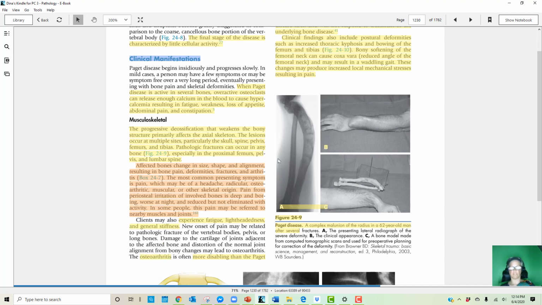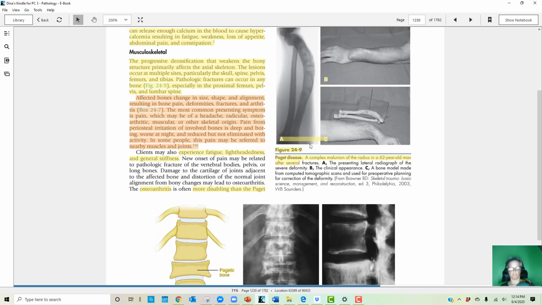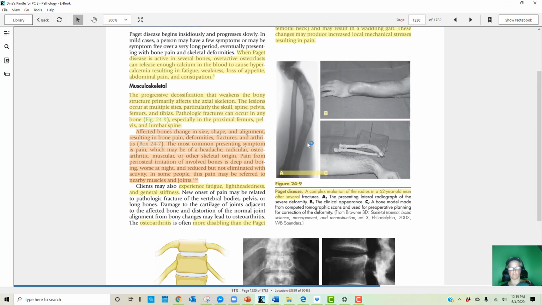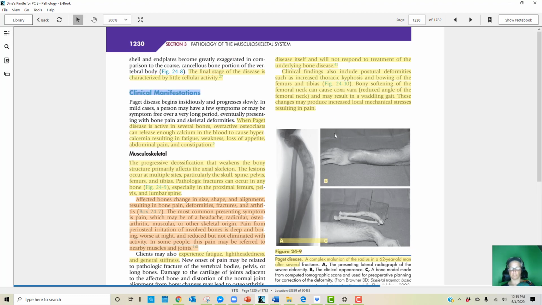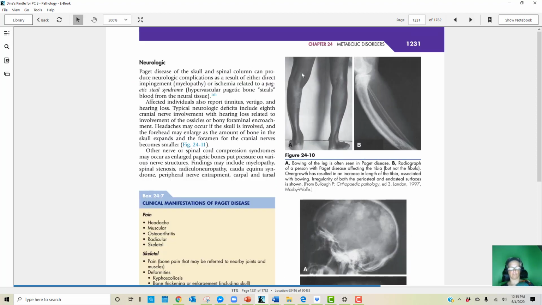Figure 24.10. Bony softening of the femoral neck can cause coxa vara, a reduced angle of the femoral neck, and may result in a waddling gait. These changes may produce increased local mechanical stresses resulting in pain. Neurologic. Paget's disease of the skull and spinal column can produce neurologic complications as a result of either direct impingement, myelopathy, or ischemia related to a Paget's disease steal syndrome. Hypervascular pagetic bone steals blood from the neural tissue.